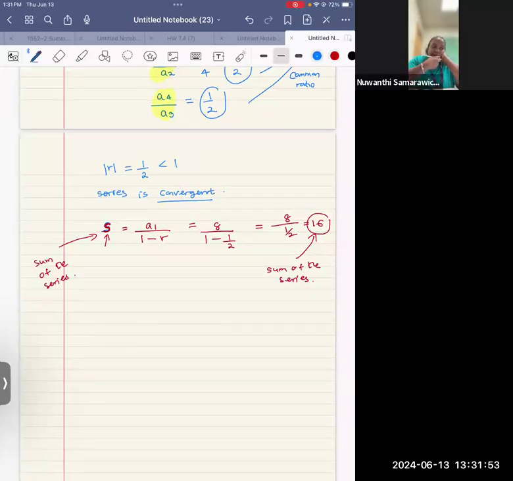Okay, so can you try this question? Example 2: the series with terms 2 and 3 to the power of 1 minus n. Is it convergent or divergent?